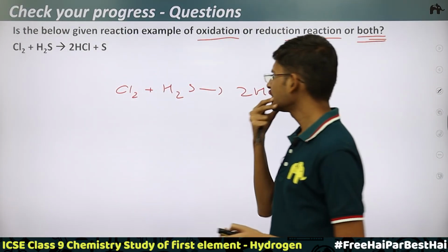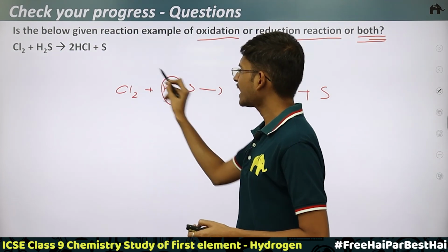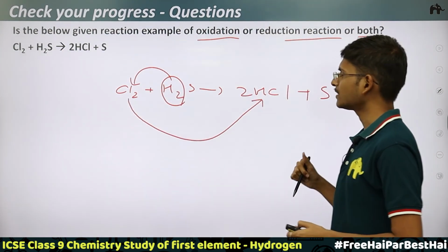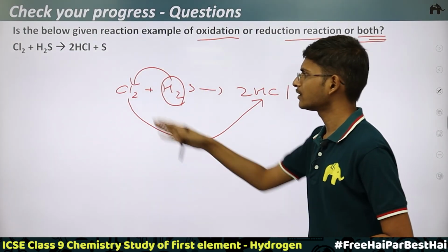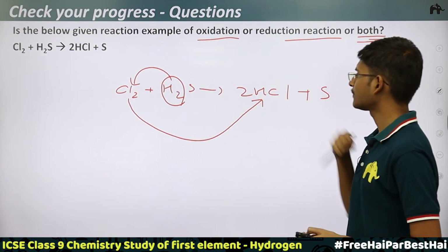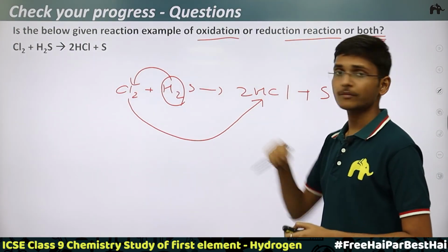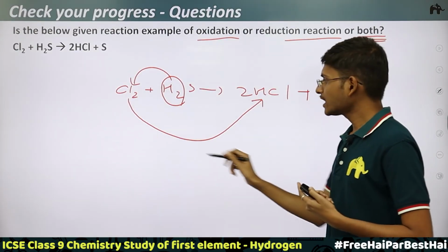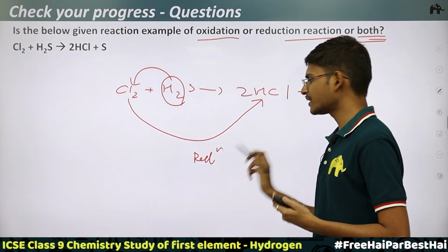Some moments ago we have seen this reaction as an example. You can observe here that the hydrogen is getting added to chlorine, resulting in the formation of HCl, right? Hydrogen adding to chlorine, correct? So addition of hydrogen is observed here. Addition of hydrogen means reduction, right? So reduction is observed here. So we can say that this is a reduction reaction.